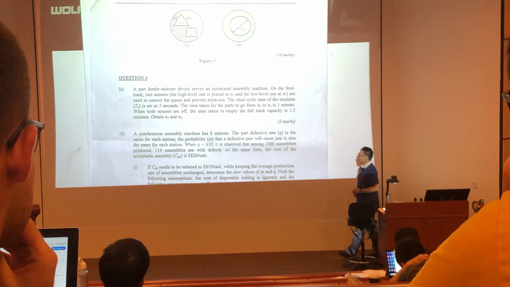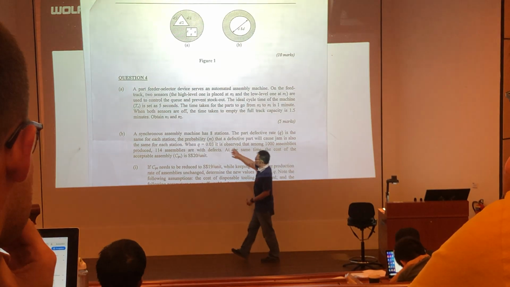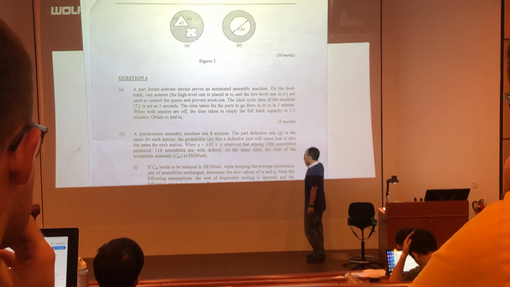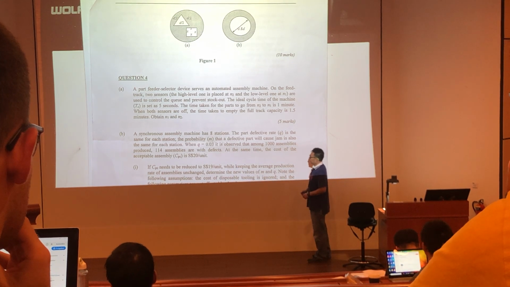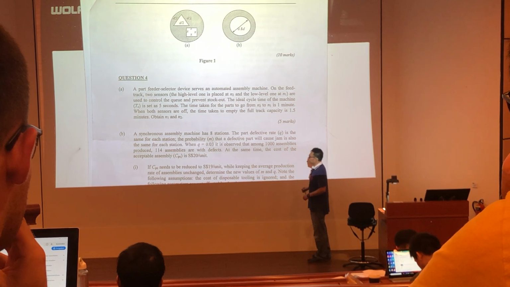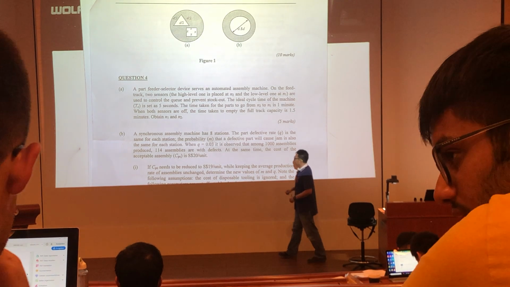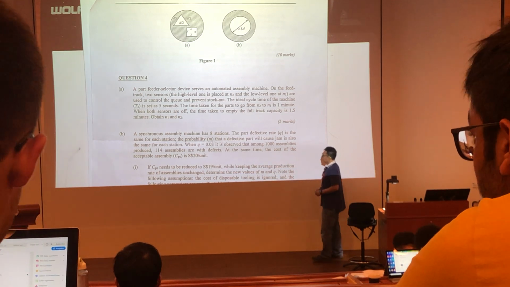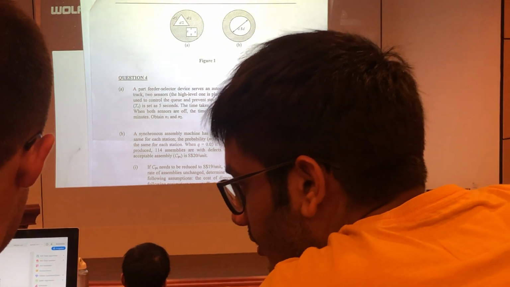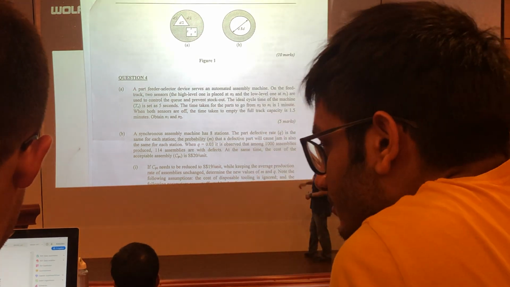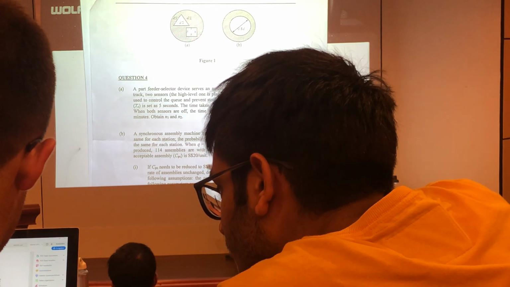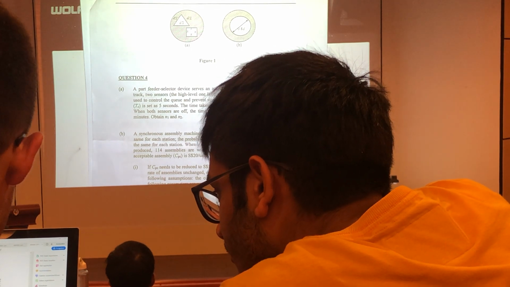Okay, 4B is about a multi-station machine, a synchronous assembly machine, with 8 stations. The part defect rate Q is the same for each station, and the probability that a defective part will cause a jam is also the same for each station. When Q is 0.03, it's observed that among 1,000 assemblies produced, 114 are with defects. At the same time, the cost of the acceptable assembly is $20 per unit.